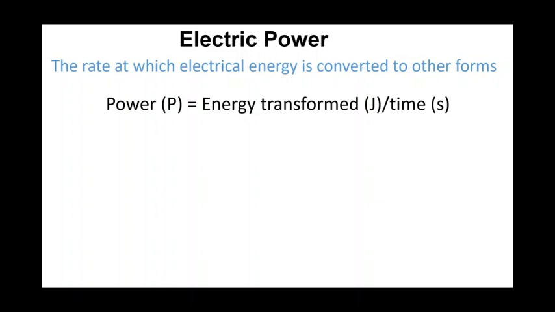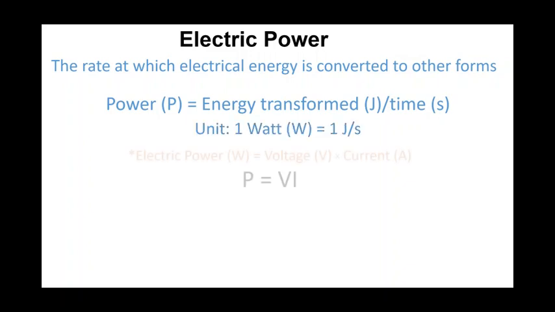You know that power is the amount of energy that's transformed in joules divided by the time. And the unit for power is, of course, the watt, named after James Watt, who helped improve the steam engine, and 1 watt is equivalent to 1 joule per second.